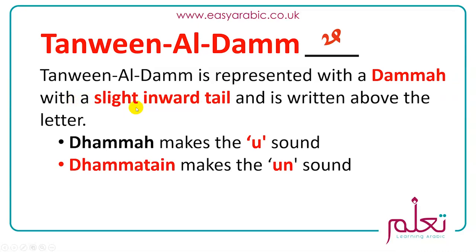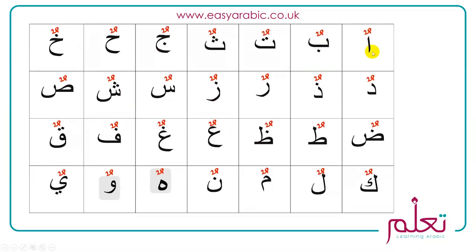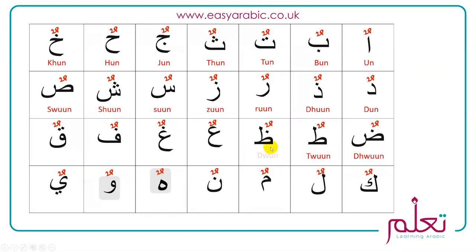So if we look at the letters, Alif with the Dhammatain is Un, Bun, Tun, Thun, Jun, Hun, Khun, Dun, Dhun, Run, Zun, Sun, Shun, Sun, Dhun, Tun, Dhun, Un, Ghun, Fun, Qun, Kun, Lun, Mun, Nun, Hun, Wun, and Yun.